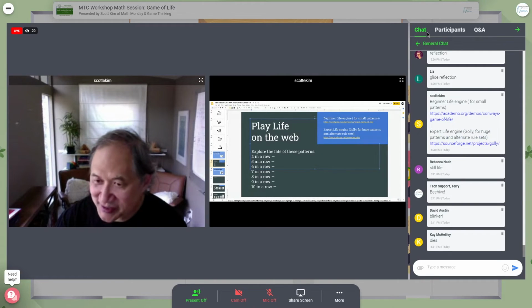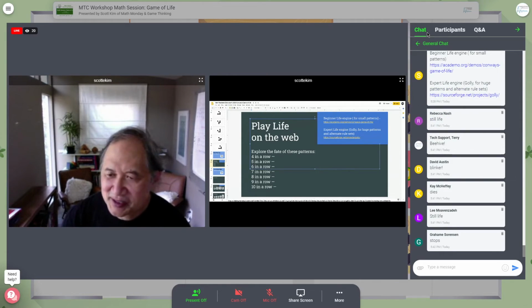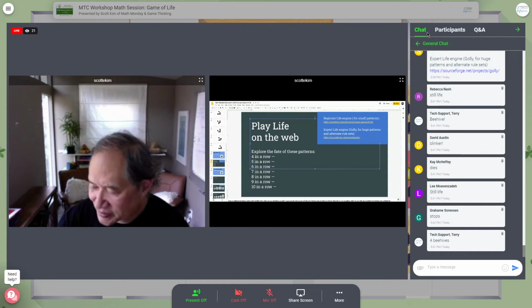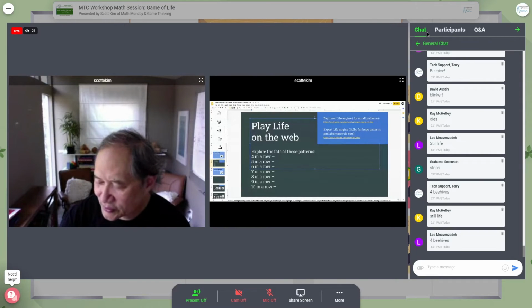6 dies. That's interesting. 7. Anybody try 7? What happens to 7? It stops. Yeah, it's a still life. And 8. 4 beehives. Yes, the official name of that is a honey farm. 9. What does 9 do?